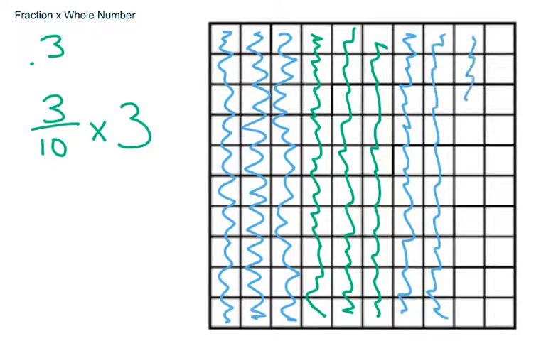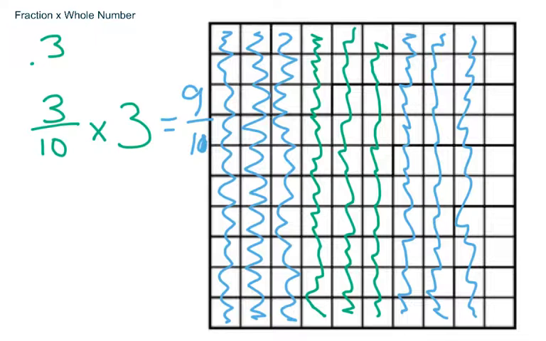So 3/10 times the whole number 3 is equal to what I have completely colored in here, which is 9 out of those 10 groups. I have 9 rods out of those 10 colored in. So 3/10 times 3 is 9/10.